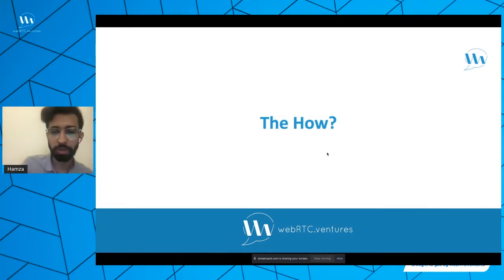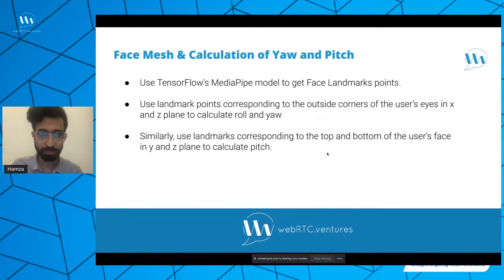So before we jump into the more interesting demo, let's just talk about how we're going to achieve this. We're going to use TensorFlow's MediaPipe. It's basically a machine learning model that makes a mesh of your face. It takes a picture of your face as an input and creates these landmarks, these data points on your face, which we will use to calculate attention.